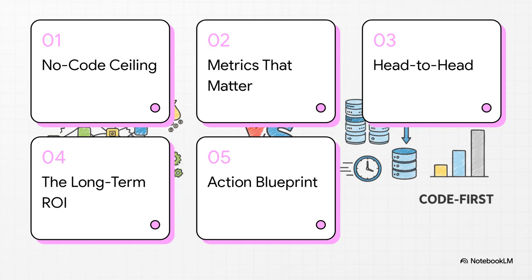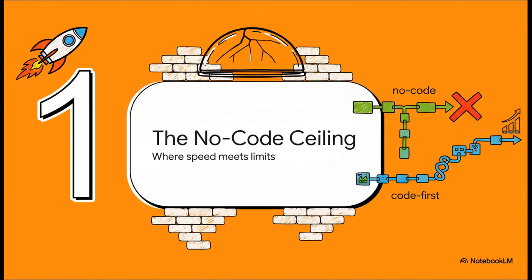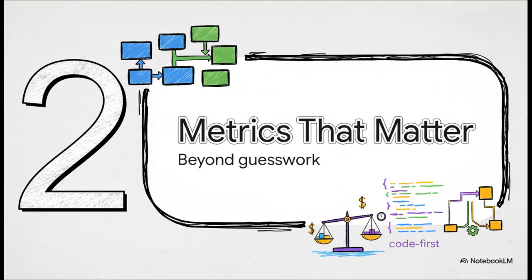Okay, let's be super clear about something. No-code tools are fantastic. I mean, they're unbeatable for testing an idea, for building a quick proof of concept, and for getting something out the door incredibly fast. But every tool has a point where the very thing that makes it easy to use becomes a bottleneck for performance and cost. And that, right there, is the no-code ceiling. So how do you know if you're hitting that ceiling?